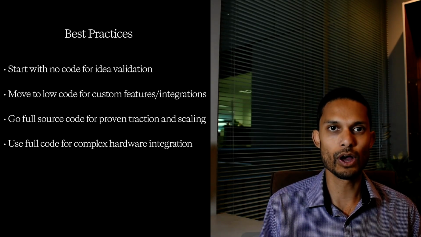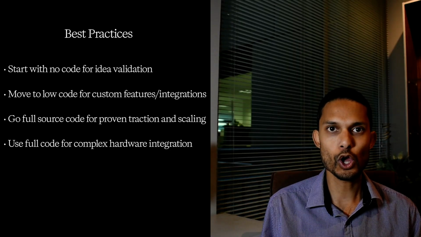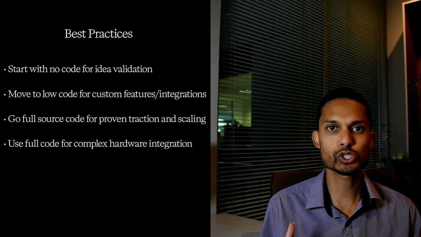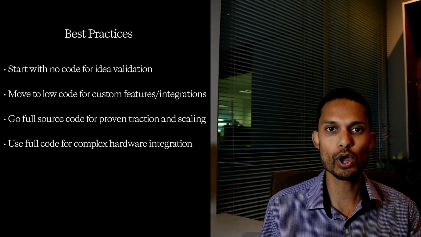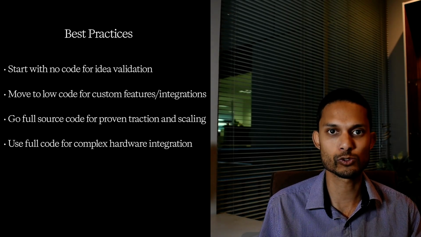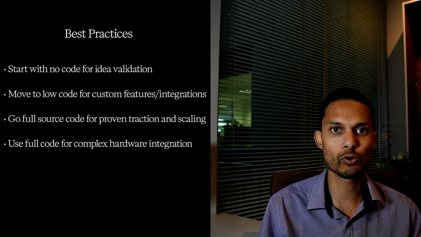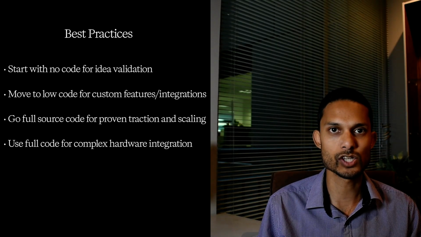So what is the best way to navigate through the three different methods? Here's my rule of thumb. Start with no code if you're validating an idea. Move to low code where you need custom features or integrations, and go full source code if you've proven the traction and you need something that scales, and if you're working on something that's integrating with really complex hardware. Say for example, you're working on Bluetooth integration, Wi-Fi and OTA updates, I would definitely recommend sticking with the full source code implementation for that type of project.